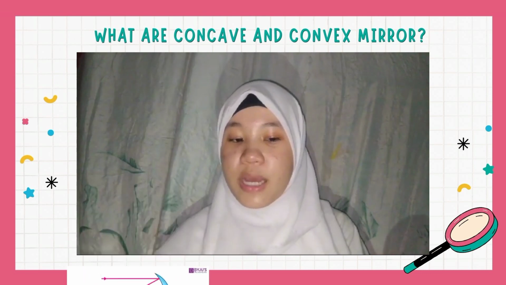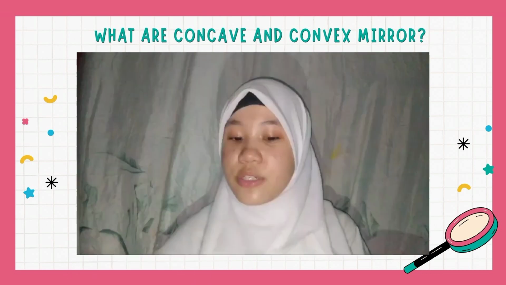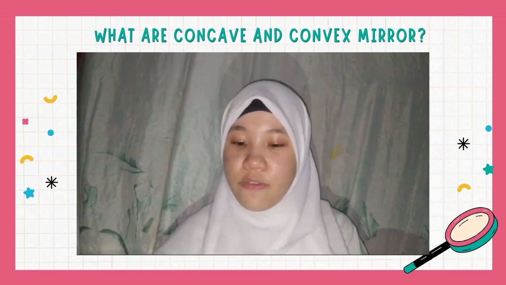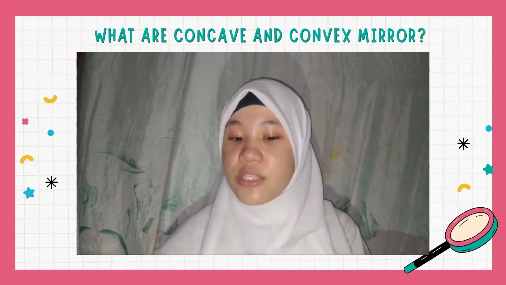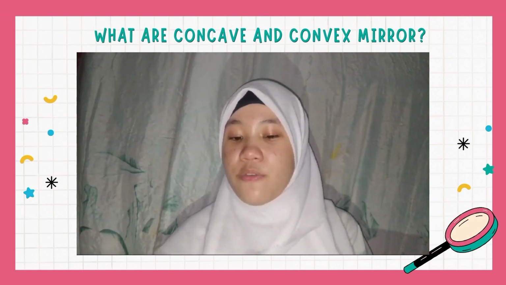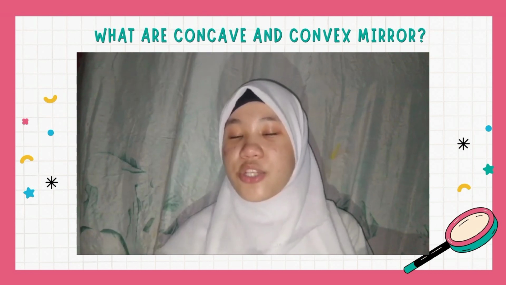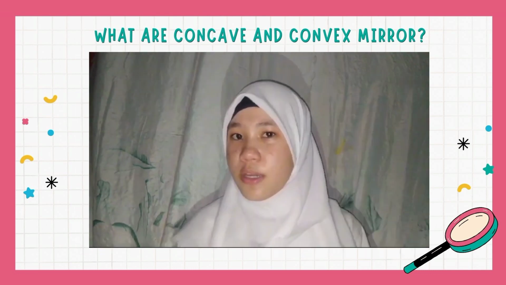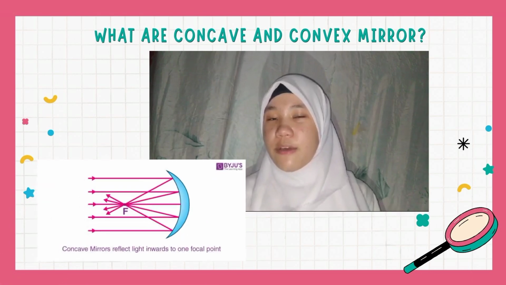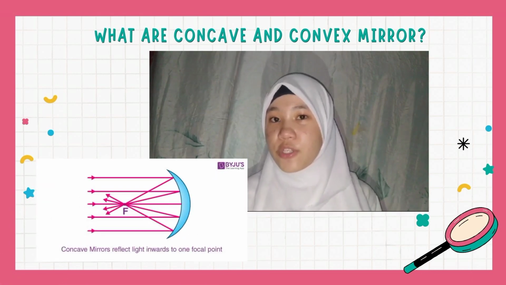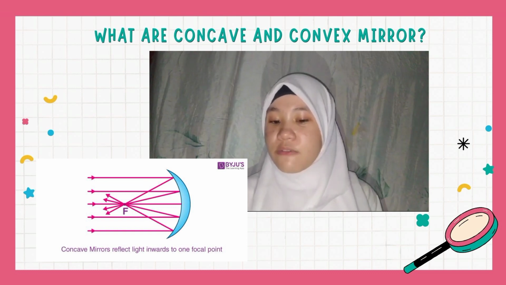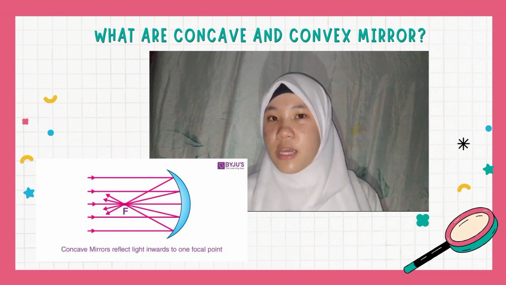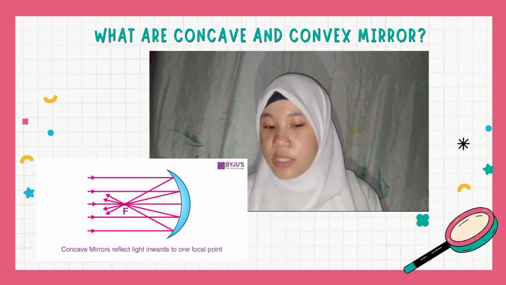A concave mirror has a silvering on the interior surface, just think of a cave, and a convex mirror has a silvering on the exterior surface. For a better understanding, let's start with the concave mirror. We know that a piece cut out of a sphere is called a spherical mirror, right? So if the reflective surface curves inwards, it is a concave mirror.